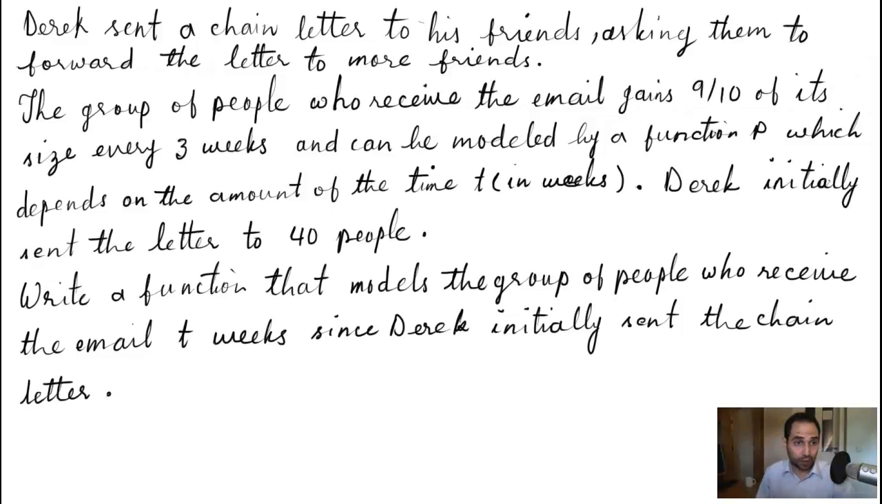So the question is, Derek sent a chain letter to his friends asking them to forward the letter to more friends. We had this in the beginning, a few videos back. The group of people who receive the email gains 9/10 of its size every 3 weeks and can be modeled by the function p, which depends on the amount of time t in weeks. Derek initially sent the letter to 40 people. Now write a function that models the group of people who receive the email t weeks since Derek initially sent the chain letter.